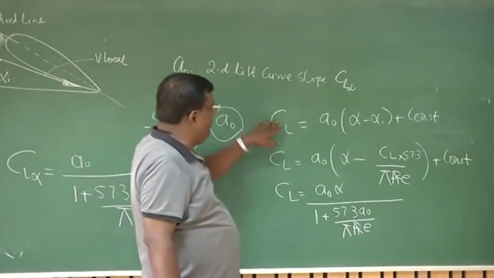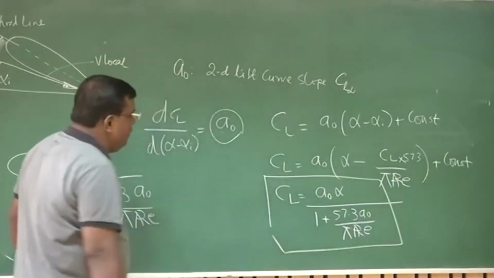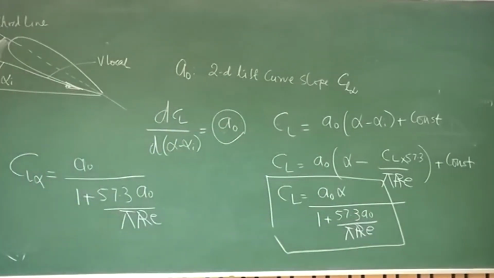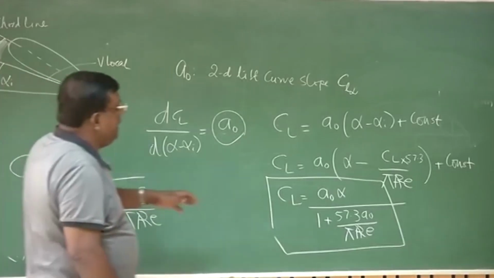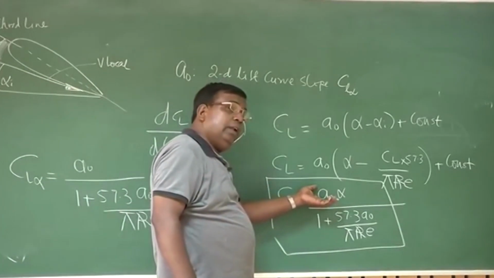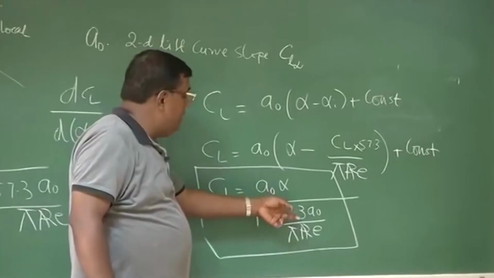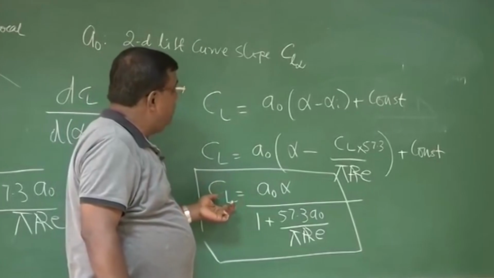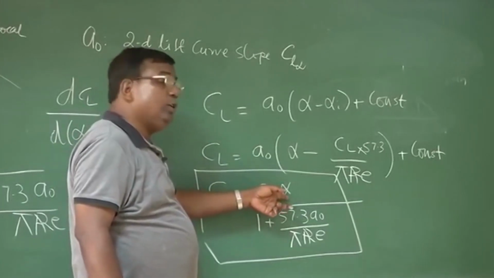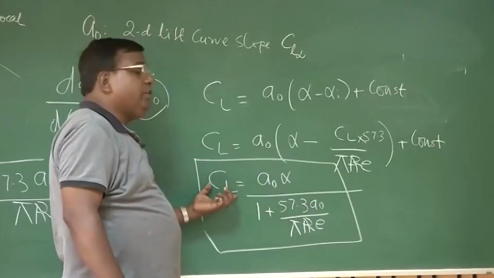Now from here I write CL equal to this, and I get an expression CL equal to A0 alpha divided by 1 plus 57.3 A0 by pi aspect ratio e. 57.3 I put to convert radian to degree. So what is the message here? If I have an aerofoil lift curve slope, let's say 0.1 per degree, then if I want to really calculate CL, I have to use that value, put alpha in degree, and all such values of A0 here. So from the 2D value, I'll get the 3D value.